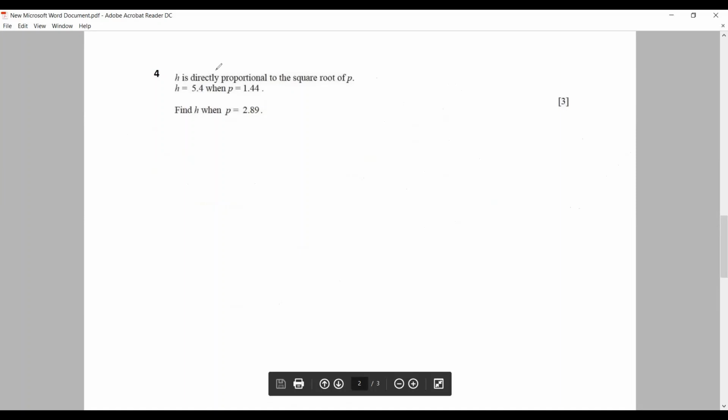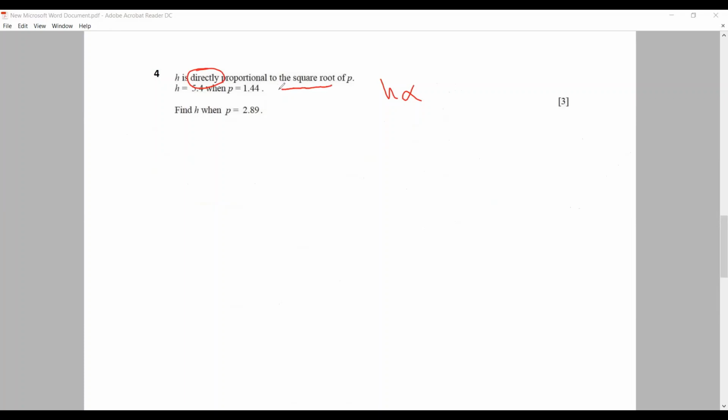Moving on to question number 4, it's quite straightforward. So h is directly proportional, so take a note of that. That means you don't need to make the reciprocal. h is proportional to the square root, not square, so square root of p. Okay, now I know the formula between h and p.